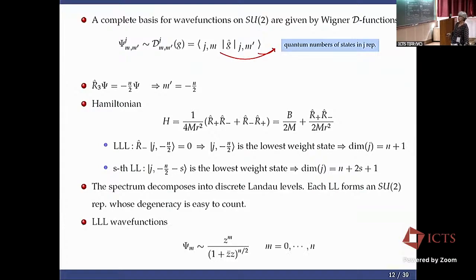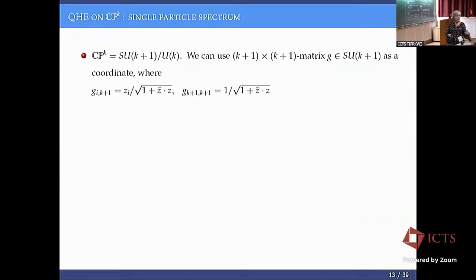And the lowest Landau wave functions are of this form. Now, because we are on CP1, the exponential that we had on the two-dimensional surface changed into this. This is the metric dependent thing. Okay, so very similarly, we can work out the spectrum on CPK.